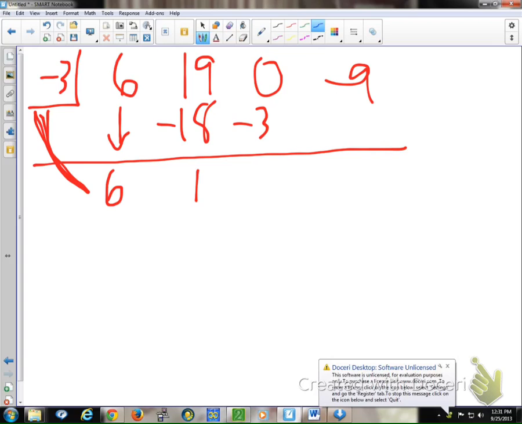Before I go any further, does anybody have a question about where I got any of these numbers? Then I add. Then I multiply again. What does this 0 at the end tell us? No remainder. So if we started with n cubed, what is our new polynomial going to start with, Taylor Mattingly? N squared. So 6n squared.